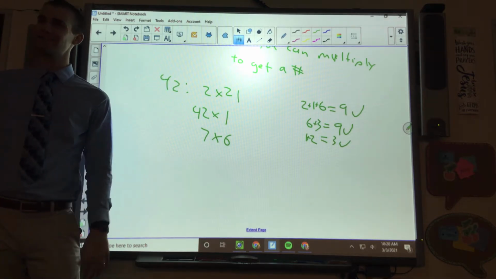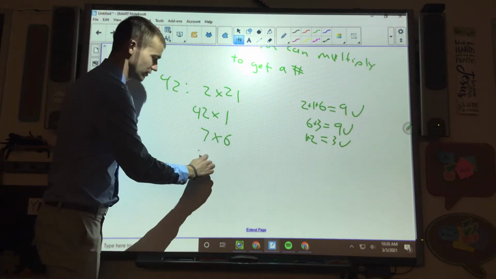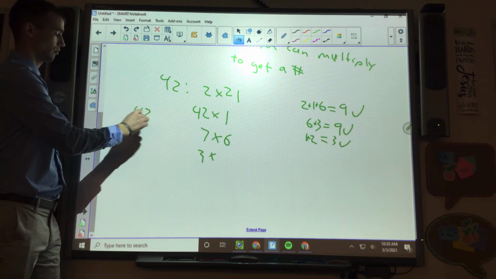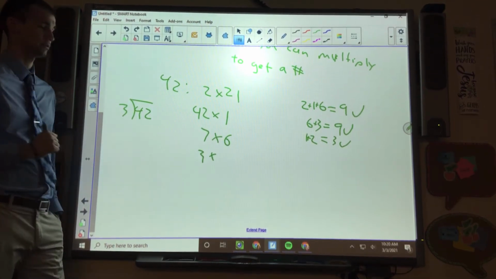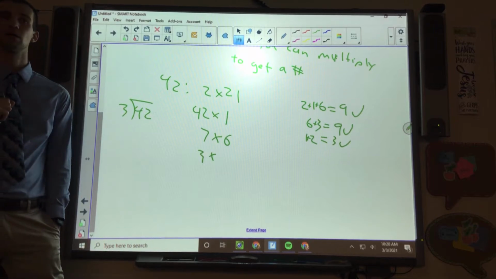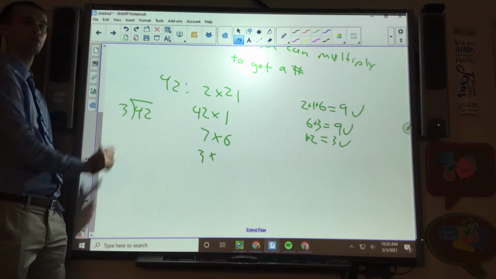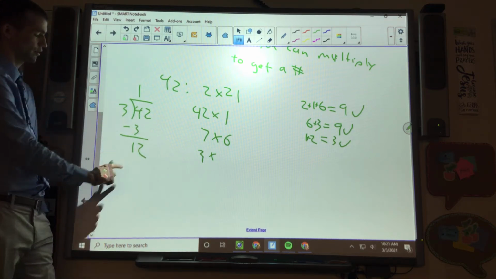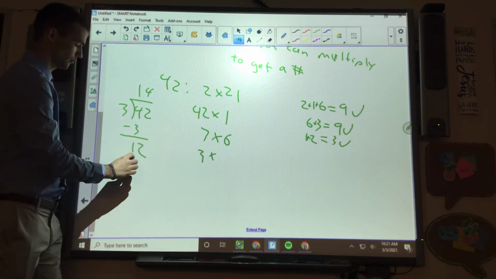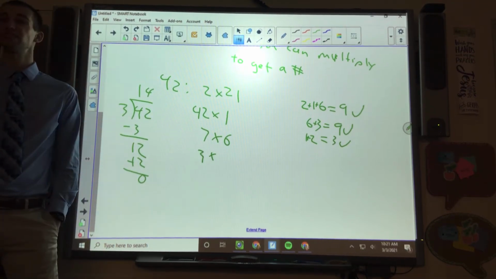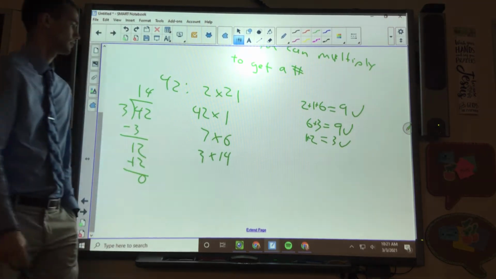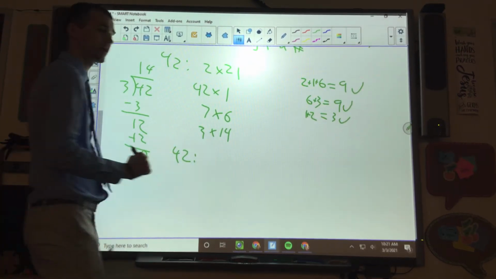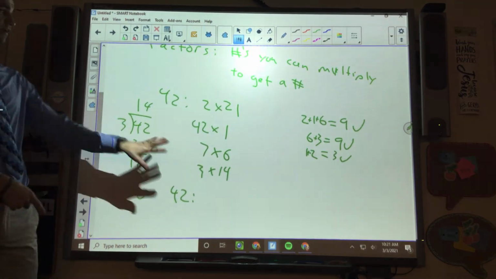4 plus 2 is 6. Is 6 divisible by 3? Yeah. So 42 is divisible by 3. 3 times what is 42? If you don't know, you have to work it out. 3 goes into 4 one time. 1 times 3 is 3. Subtract, I get 12. 3 goes into 12 four times. 4 times 3 is 12. Subtract, 0. So 3 times 14. I love that number 14. So that's the factors of 42.